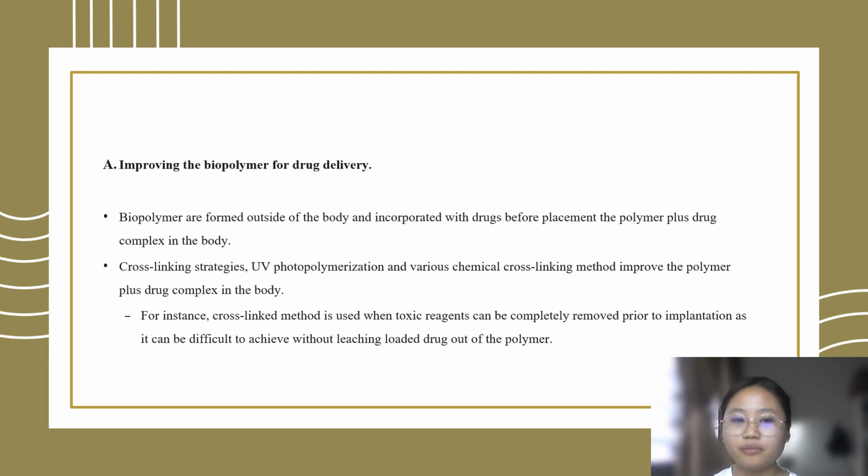One of the strategies applied in biopolymers is improving the biopolymer for drug delivery. Biopolymers are formed outside of the body and incorporated with drugs before placing the polymer-drug complex in the body. So methods such as cross-linking strategy, UV polymerization, and chemical cross-linking can improve the polymer-drug complex to deliver to the targeted site in the body. For instance, the cross-linking method is used when the toxic region can be completely removed prior to implantation, as it can be difficult to achieve without leaching loaded drug out of the polymer.